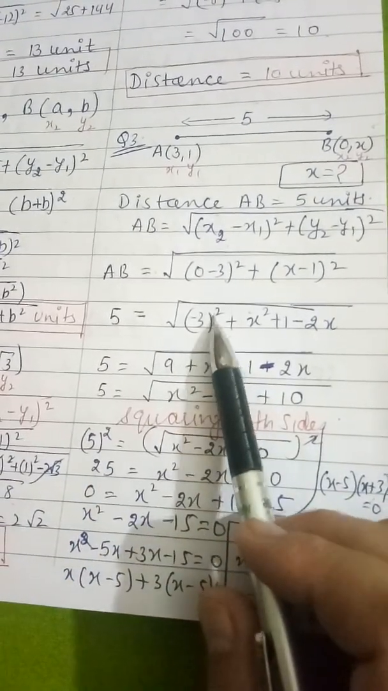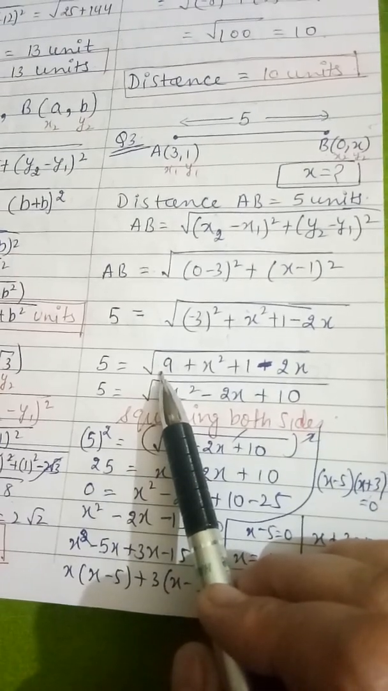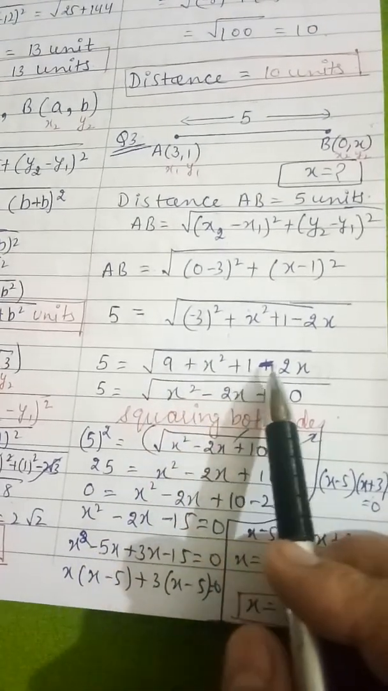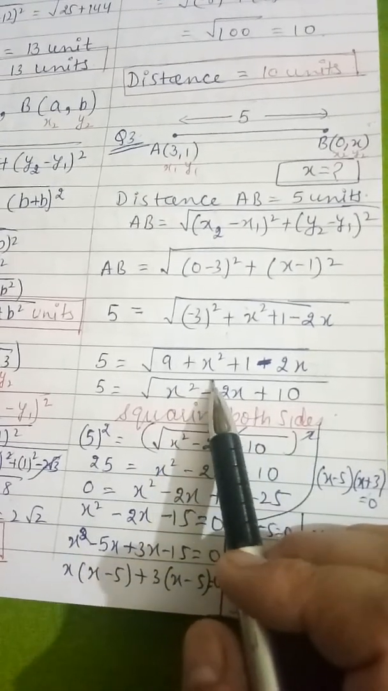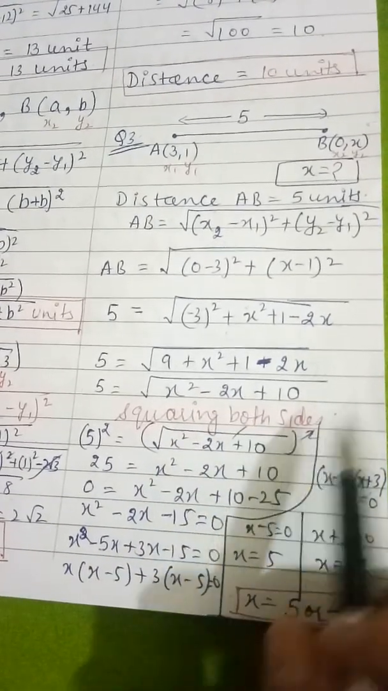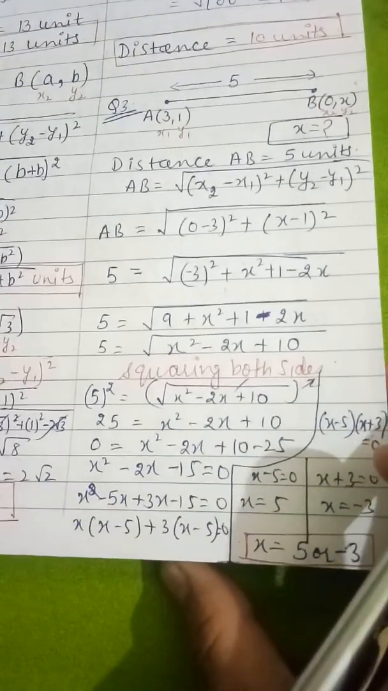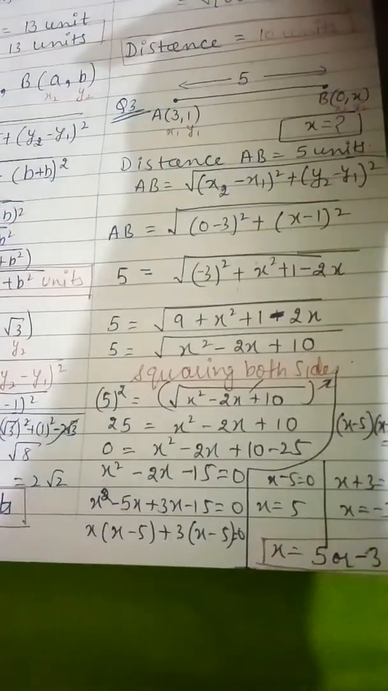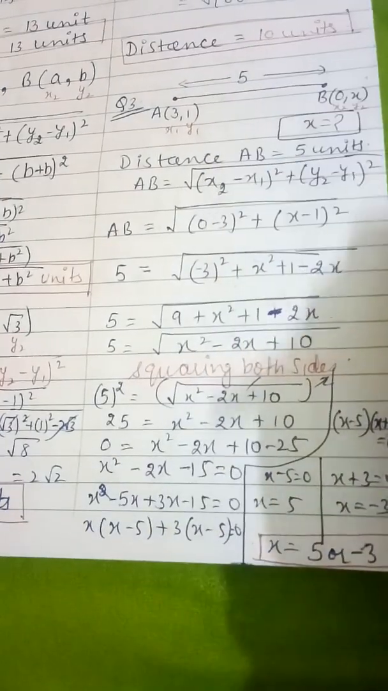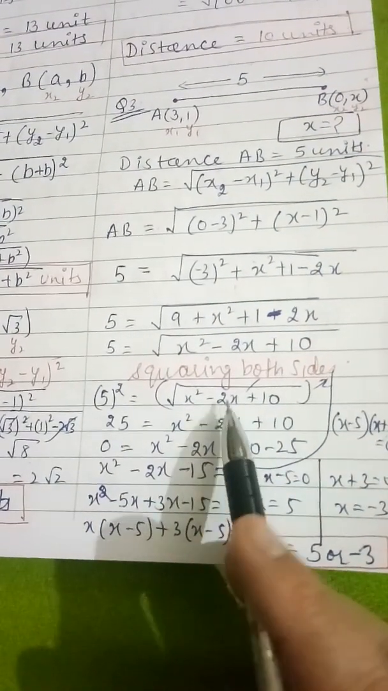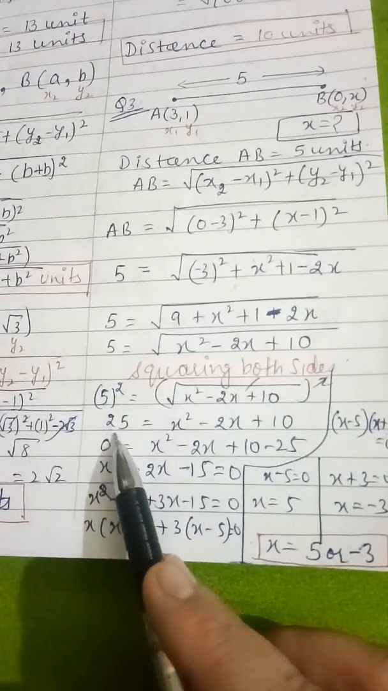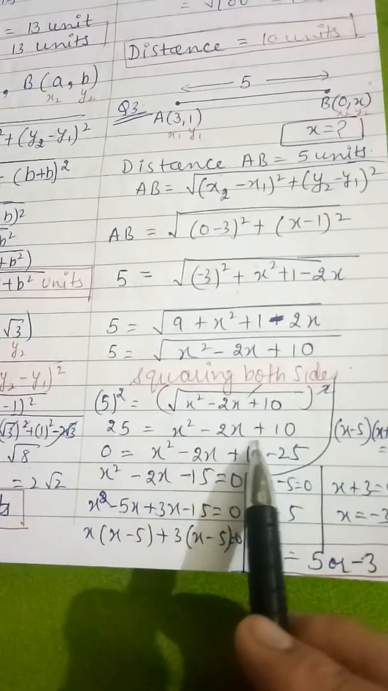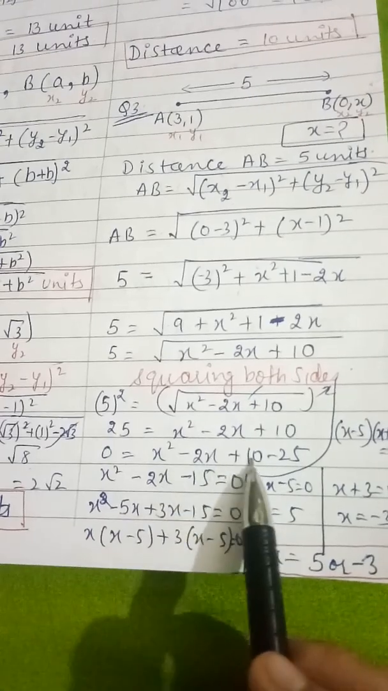Now here minus 3 square, a negative square is always positive. 9 plus x square plus 1 minus 2x. So it is x square minus 2x plus 10. In order to remove the square root, we will do squaring on both sides. After squaring both sides, we will get 5 square on the left side and on the right side we will get the root. The square will cancel with the root, and 5 square is 25, and then it is x square minus 2x plus 10. And we can solve it.